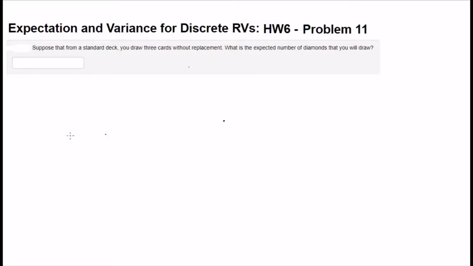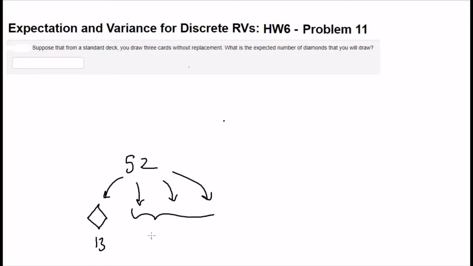In this problem, we need to know first the number of diamonds. So we have 52 cards in a standard deck and 13 of them are diamonds. And the rest, the 3 other suits, are 39 cards: 13 plus 13 plus 13.